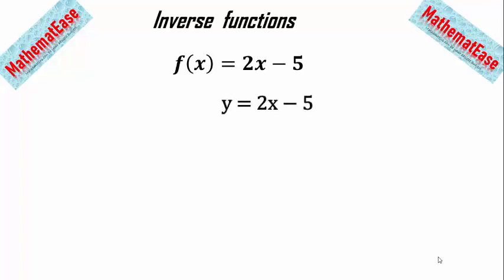Y is equal to 2x minus 5. And I can have this one as 2x minus 5 is equal to y. It's the same thing. Now I can take 5 to the other side, so I have 2x is equal to y plus 5.